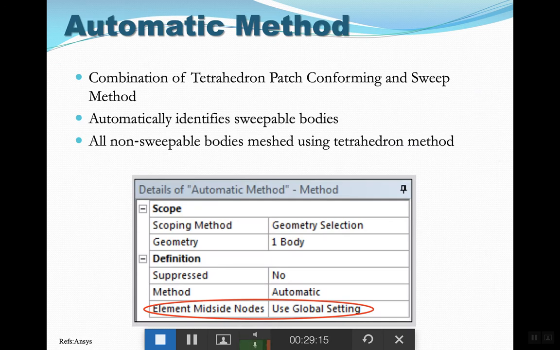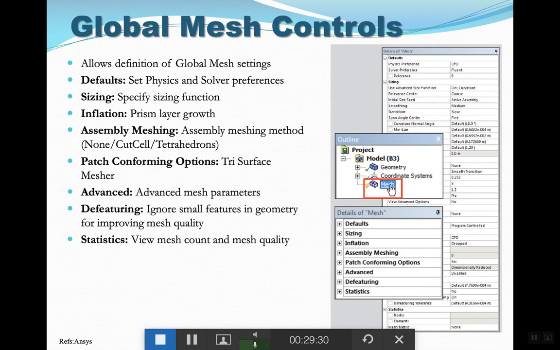In the automatic method, as I said, the software will take your global settings, which we will come back to, and based on those settings, which are very general settings, it will create mesh throughout your geometry. Now, what are the global mesh settings? They are called global as opposed to local settings. So global settings are the set of options that are being applied everywhere inside your domain.